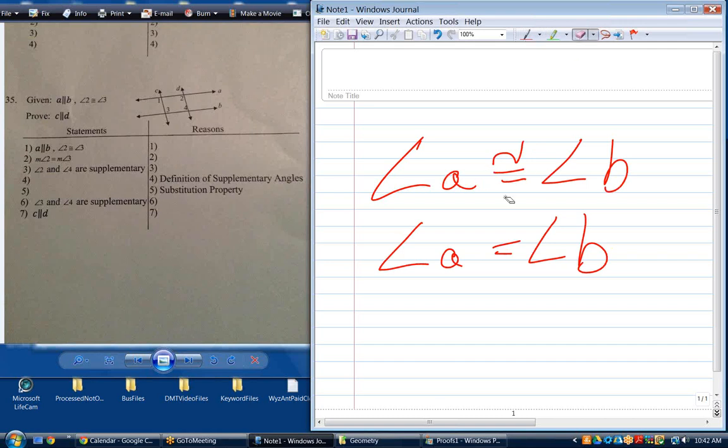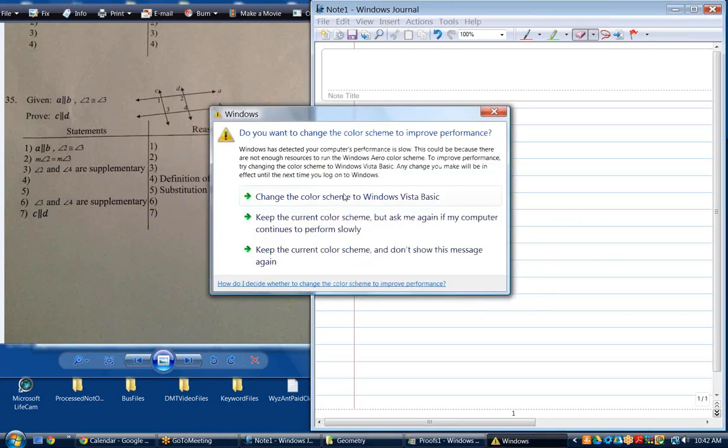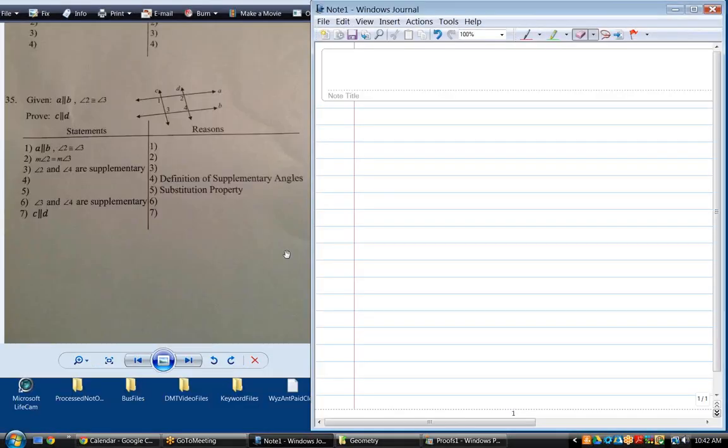And that's why everybody hates proofs. It's because of this part right here, where you have to prove that something is equal to itself or that kind of stuff. That's just the definition of congruency. Hold on one moment. My screen may go black for a second.